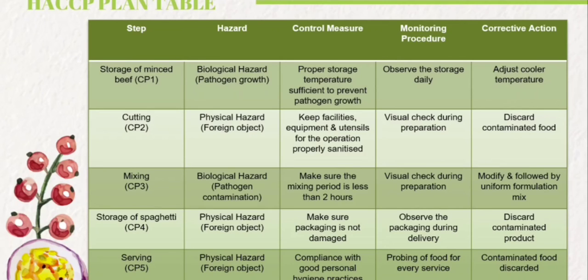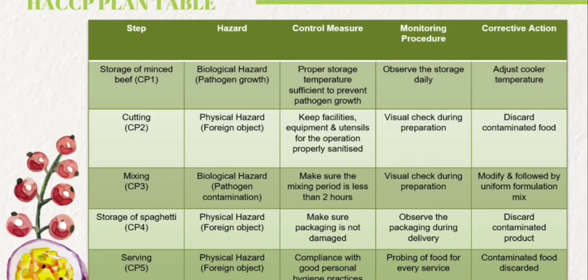In CP2, we have cutting. The hazard is physical hazard, which is foreign object. So the control measure is keep facilities, equipment, utensils for the operation properly sanitized. Visual check during preparation. And the corrective action is discard contaminated food. In CP3, we have mixing. So the hazard is biological hazard, which is pathogen contamination. And the control measure is make sure the mixing period is less than 2 hours. So the monitoring procedure is visual check during preparation. And the corrective action is modify and followed by uniform formulation mix.